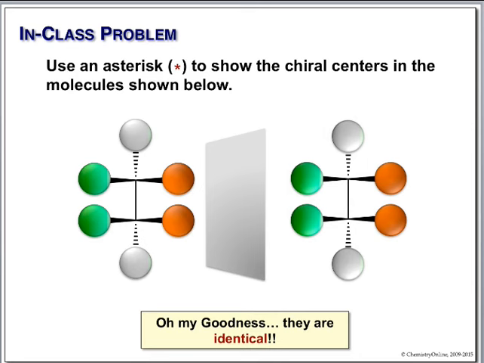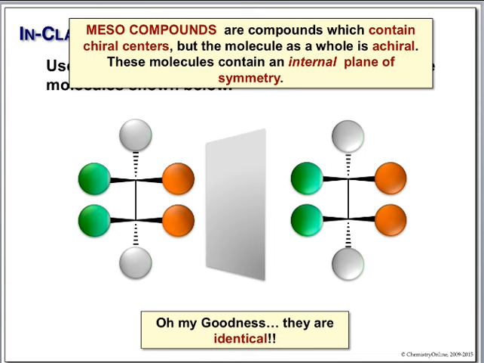Well, that's because this molecule has an internal plane of symmetry. Remember, anything with a plane of symmetry cannot be chiral. This is called a meso compound. Meso compounds contain chiral centers, but they have an internal plane of symmetry. Let's look at it.